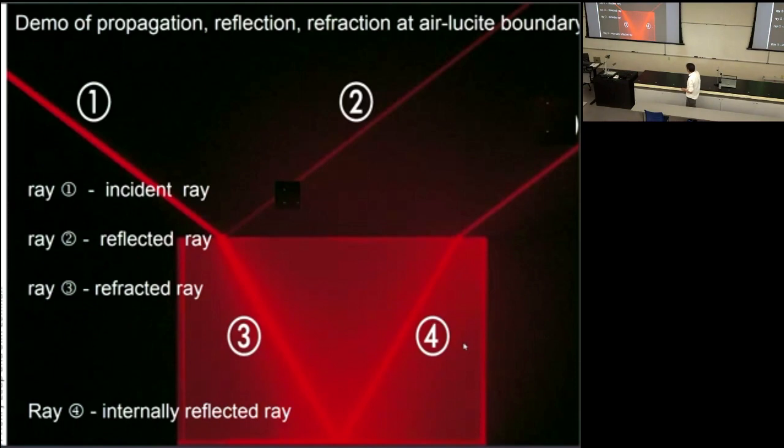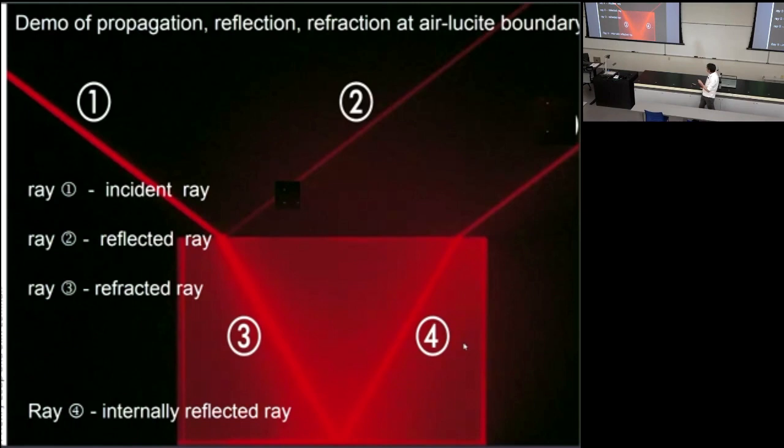Okay. I'm actually not going to show you the demonstration because it doesn't work properly. Short answer. But I'm going to show you the picture of the demonstration where it did work properly.